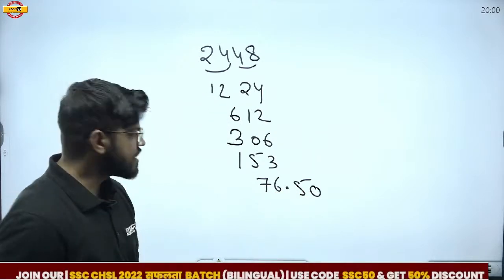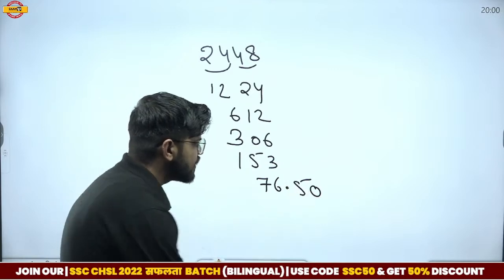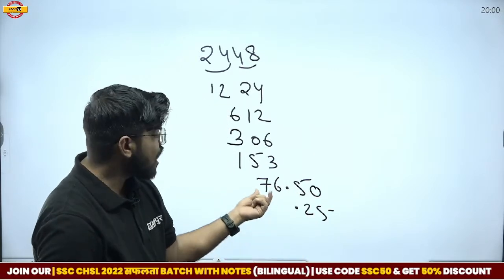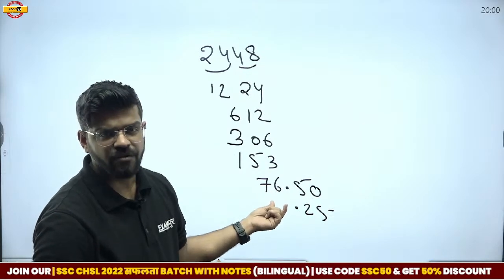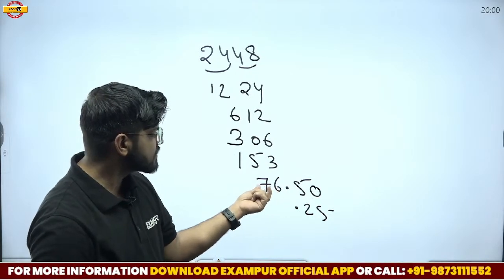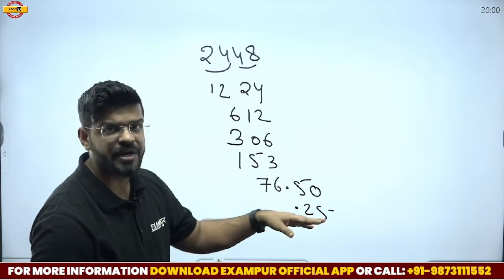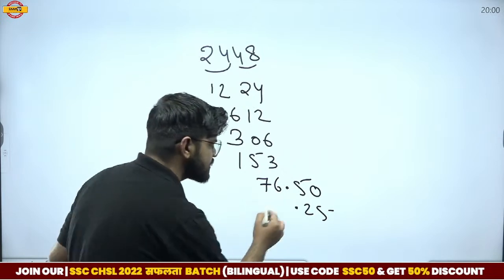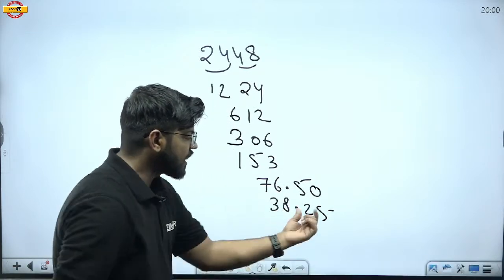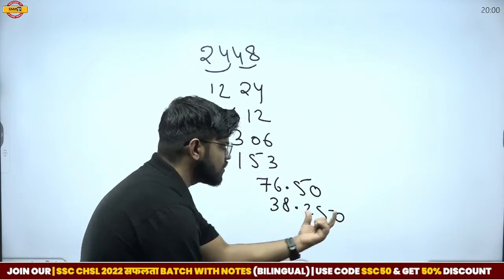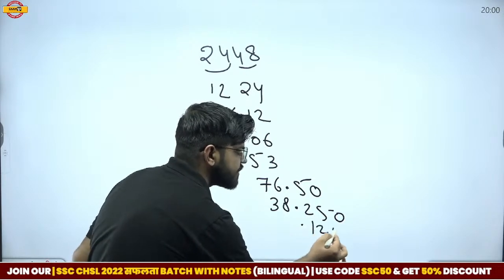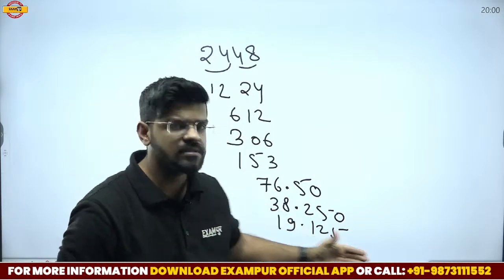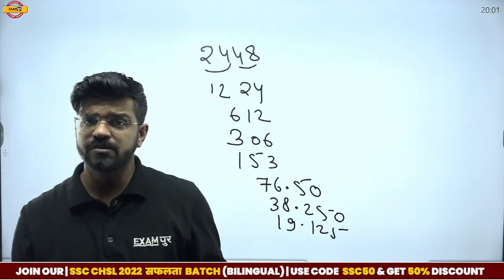Now again, this is an even number. Half it: 25, half it. Now how can you half it? If you know the half of this, fine. If you don't know the half of this, just separate it: 76 separate, 70 half is 35 and 6 half is 3. So 35 and 3 is 38. Again you cannot half it, just add 0. Now half it: 125, half it 90. So this is how you can half as fast as possible.